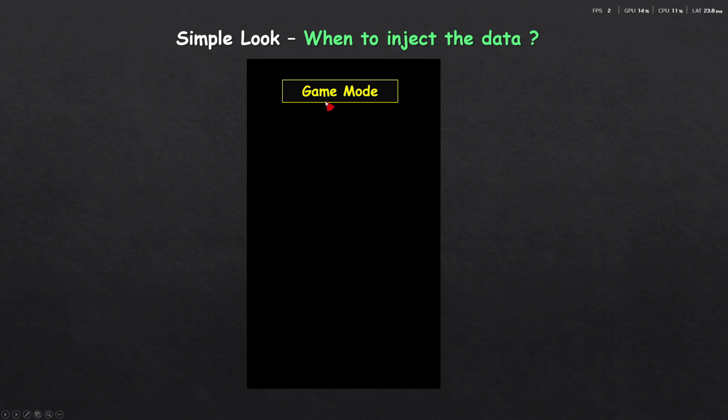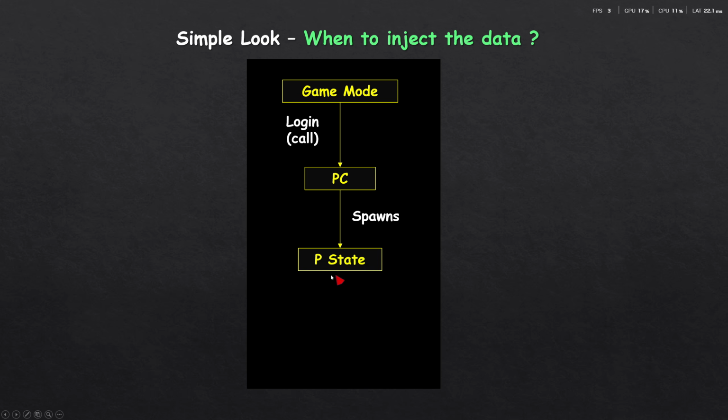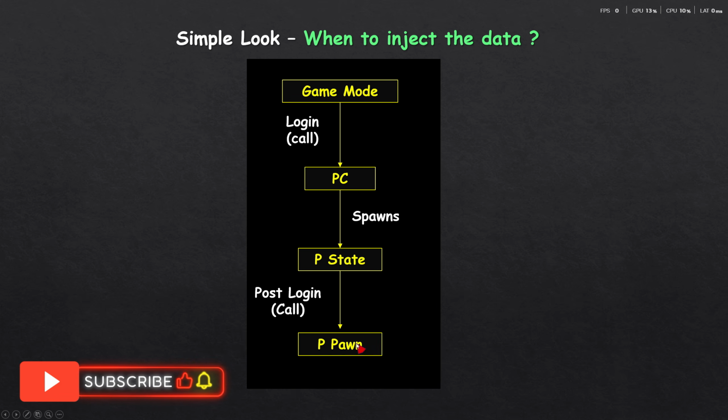So the game mode is loaded by the Unreal Engine. It makes a login call for the local player, that is basically you who is sitting behind the computer. So for you, it generates and spawns a player controller. The player controller spawns the player state and initializes it, and once it is created and initialized, Unreal Engine calls the PostLogin function of this game mode, which spawns the player pawn. So we need to add the data before the player is spawned in the game.